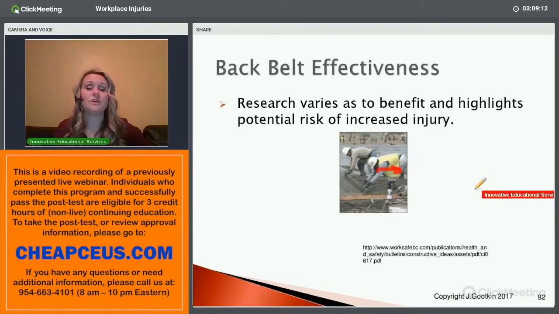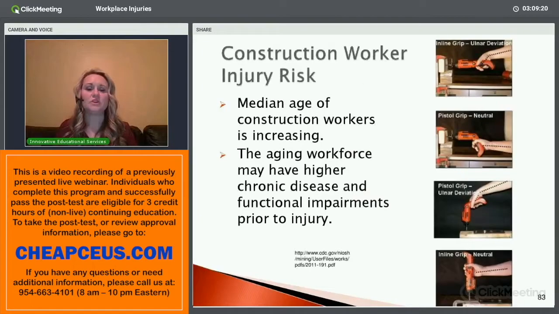They're still going to put inappropriate force on not only their shoulder but also their back. So like anything, we have to follow through with the education and make sure that the different tools are accomplishing what they really should be in the workplace.